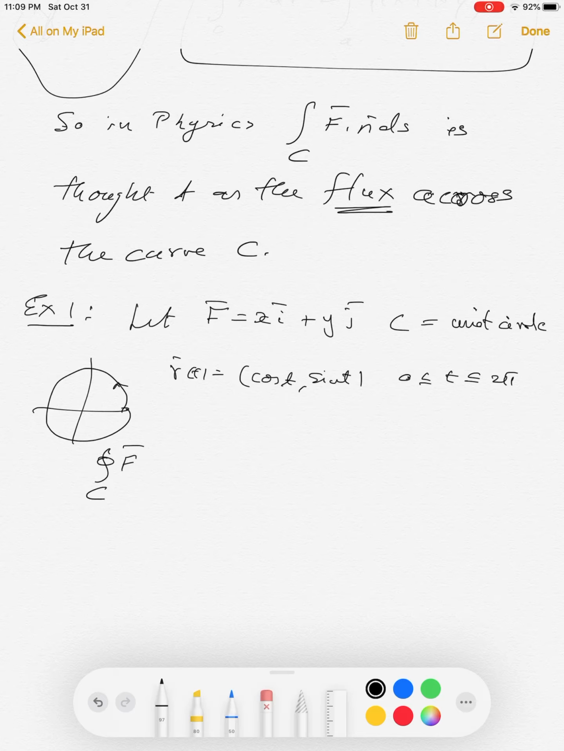All right, so therefore, let's calculate the flux integral of F bar across this curve C, F bar dot n bar.